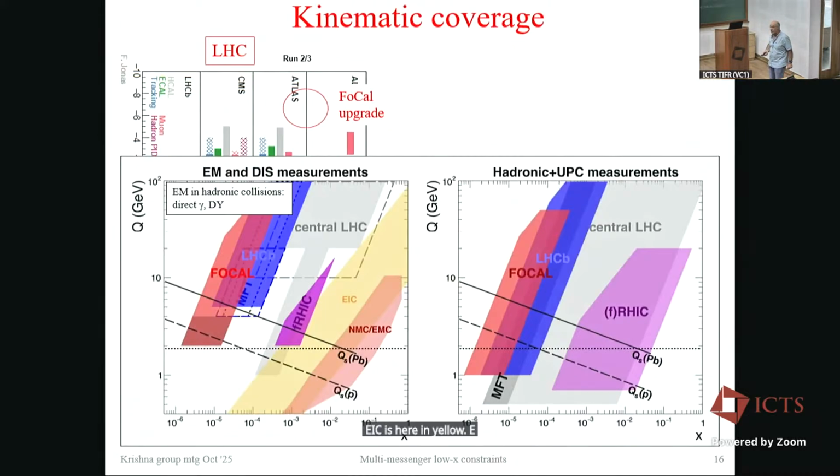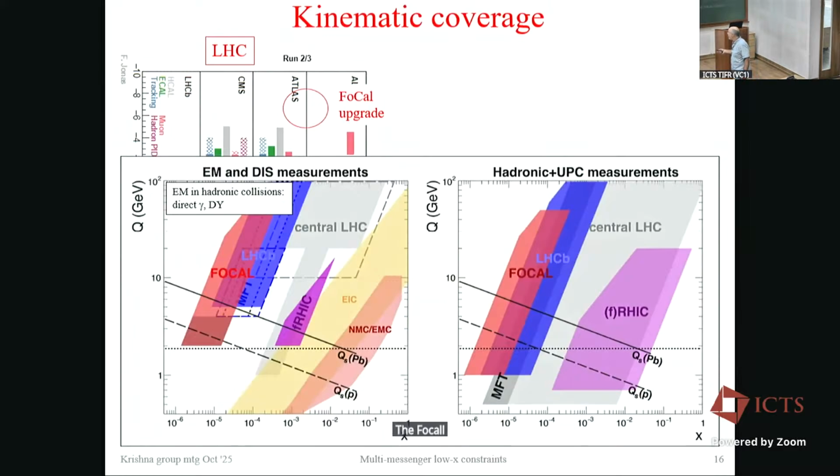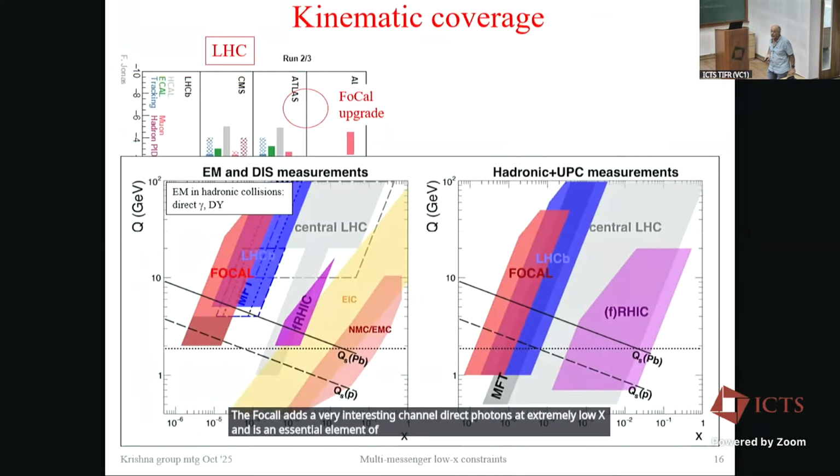EIC is a very nice device, but because of its much lower energy, it doesn't begin to approach the kinematic reach of the FOCAL, and that's the point. The FOCAL adds a very interesting channel, direct photons at extremely low x, and is an essential element of this low x program. So this is for electromagnetic observables, photons, Drell-Yan, and so on, and this is for hadronic and UPC observables.